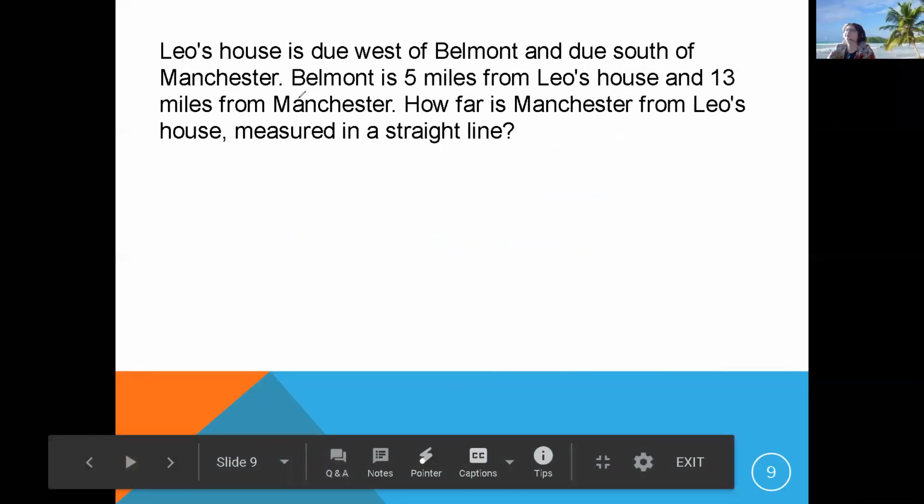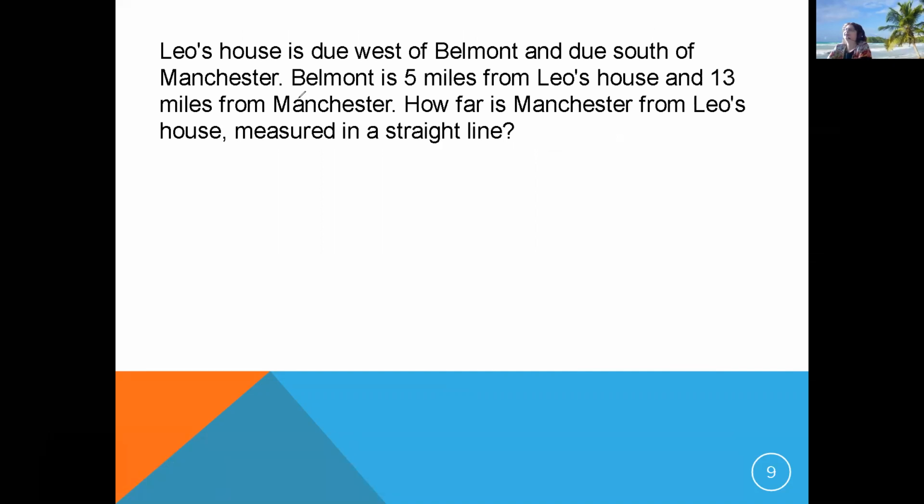Okay. So, oh, look at this one. No, this is about a house. Oh, no, this is about walking. I was all excited thinking there would be a ladder. Okay, Leo's house is due west. And anytime they're talking due west, due south, that means right angles. Do you all know your compass rose?